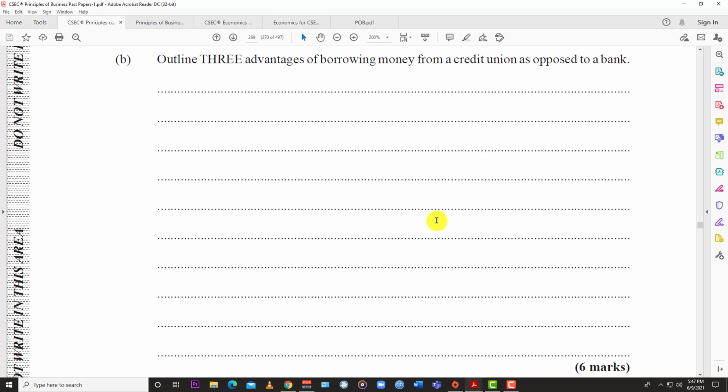Our next advantage would be the fact that sometimes the loan comes with a savings scheme attached to it, because the main aim of credit unions is to encourage savings for the members. And so most of these loans will have some kind of savings scheme attached to them to encourage you to save. When you pay back your loan, they take it out to encourage you to save your money. So those are some of the benefits of borrowing from a credit union as opposed to a bank. Again, it's a nice question because it's an application question.